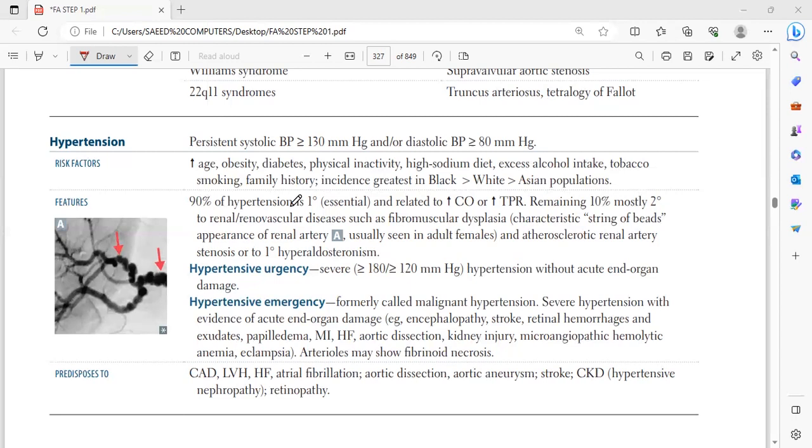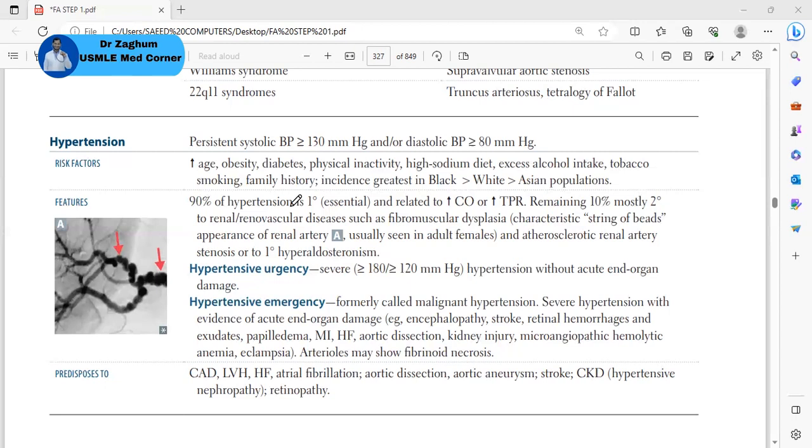You have to cram all of them. Here I will give just two or three important points. I will share the flashcard with you. So remember, if a young female history is given and she has hypertension, that is fibromuscular dysplasia. Here you will have a string of beads appearance of the renal artery.